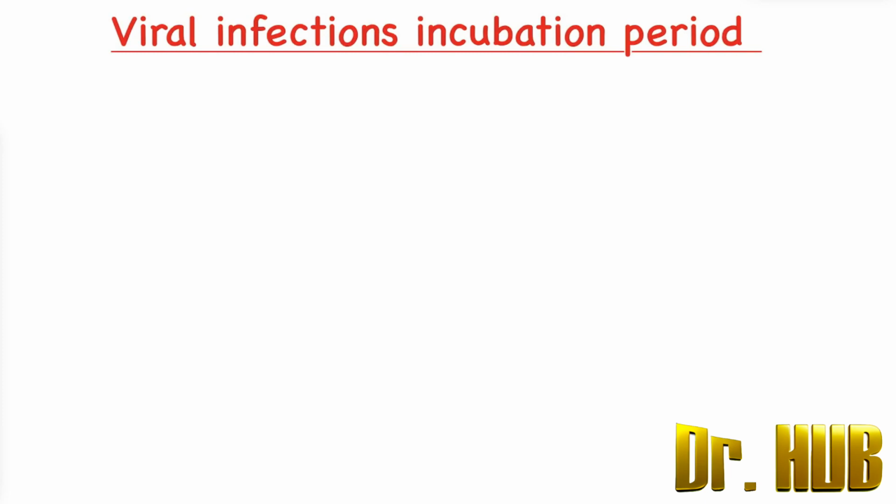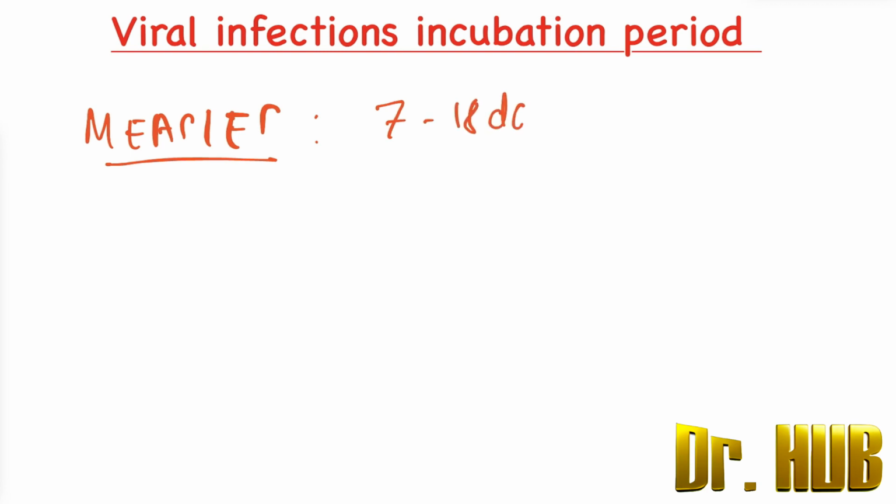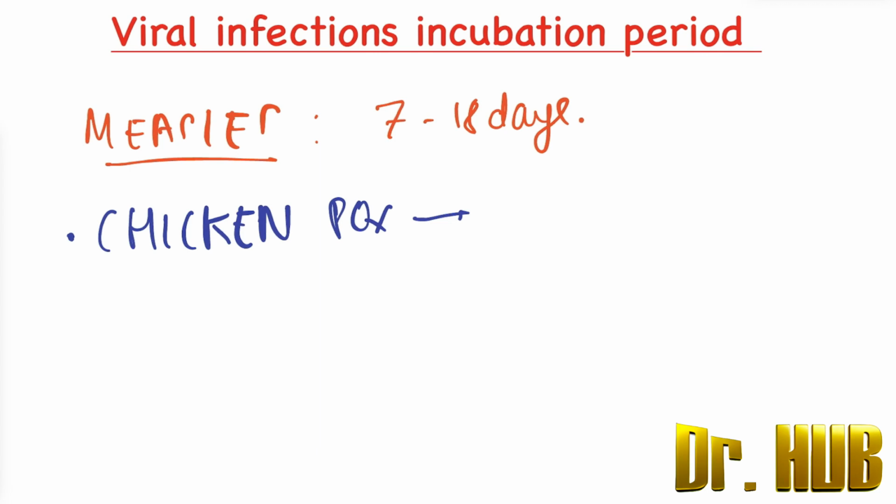Hub. Today we'll look at some very important viral infections in the incubation period. So measles has an incubation period of 7 to 18 days, that is 1 to 2 weeks about. And then we look at the chickenpox. The chickenpox has the incubation period of about 14 to 21 days, that is 2 to 3 weeks.